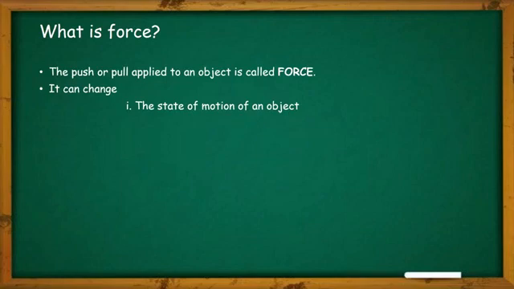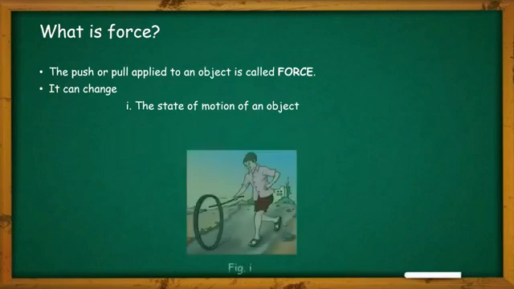For the first one, let us see how force can change the state of motion of an object. As you can see in figure 1, the boy is rolling a ring with the help of a stick. Here the ring is changing its position because the boy is applying some kind of force upon it.